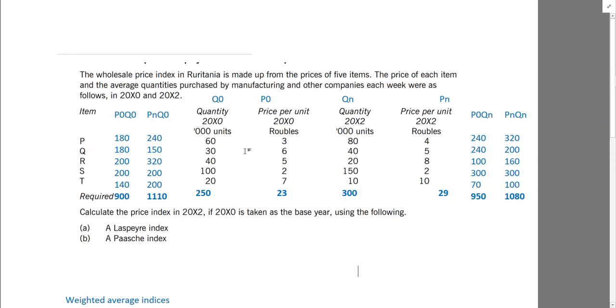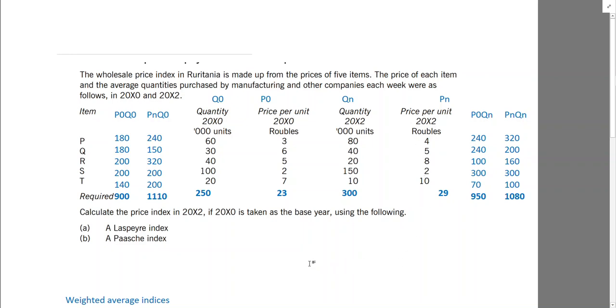So this is given in the question, and then I have done some calculations. So the original question is, we have quantity in 2010 given in thousands for products P, Q, R, S, T, and then we have price in 2010 given for PQRST, and then quantity in 2012 given, and quantity and price in 2010.